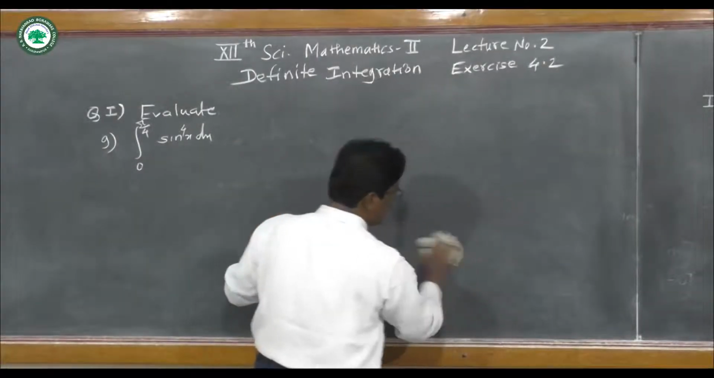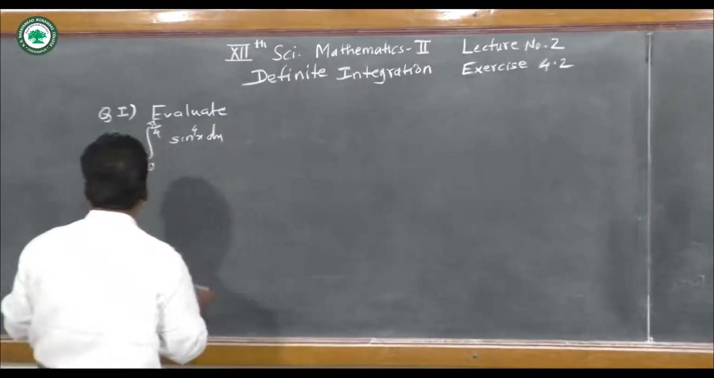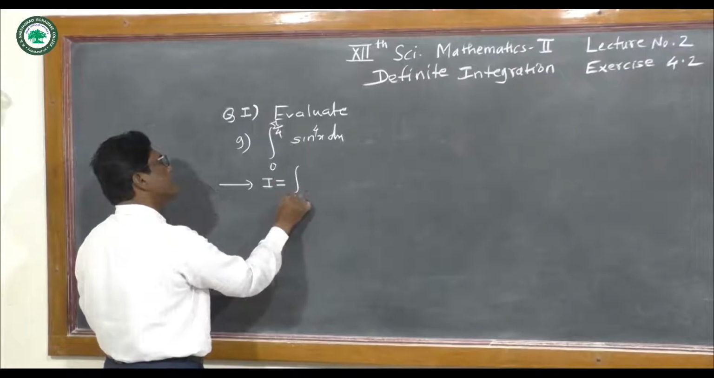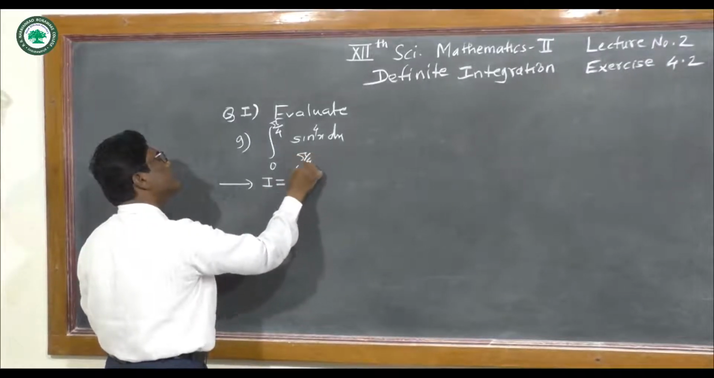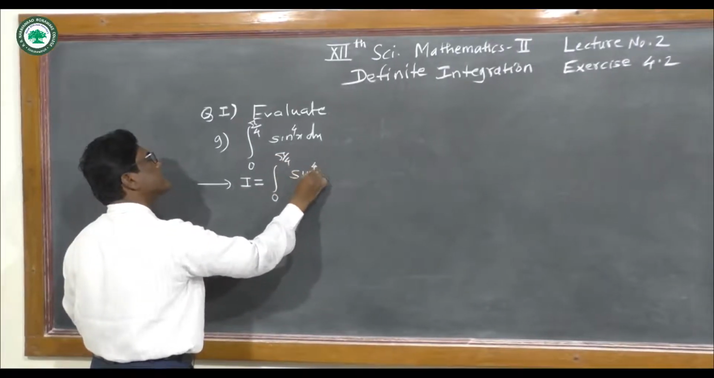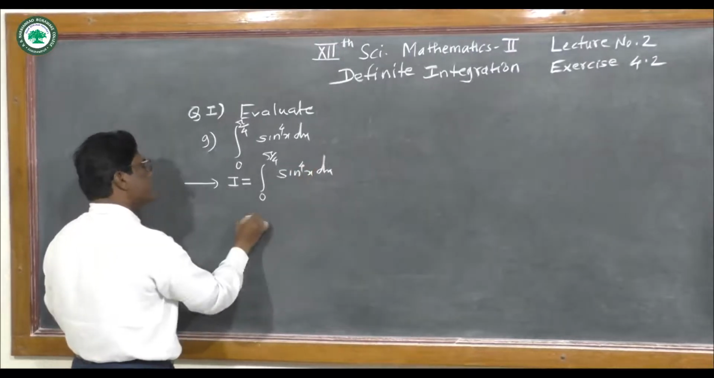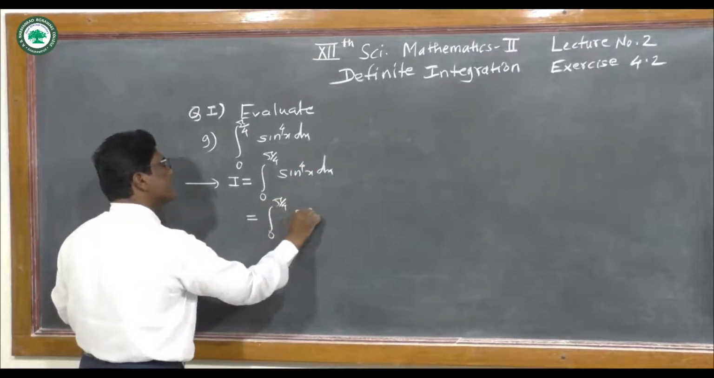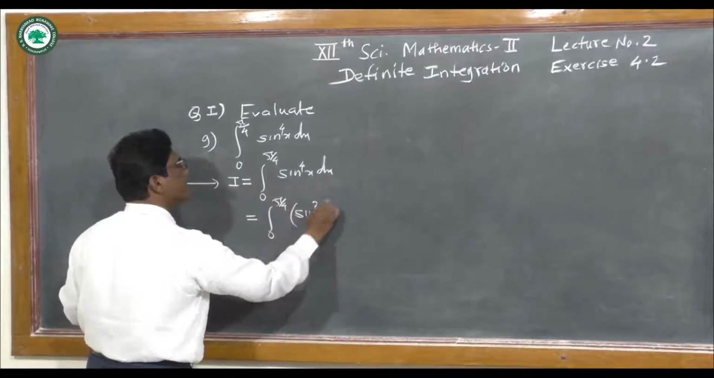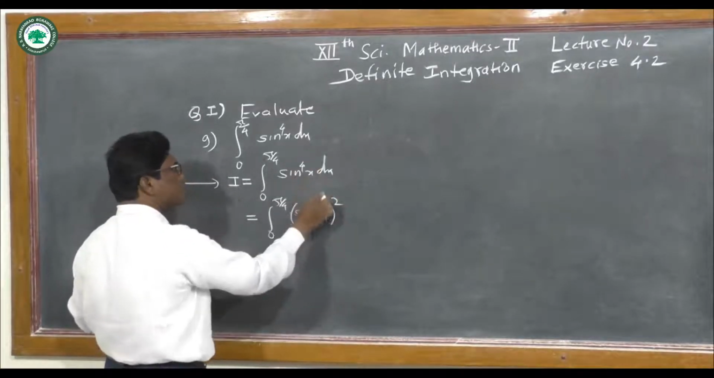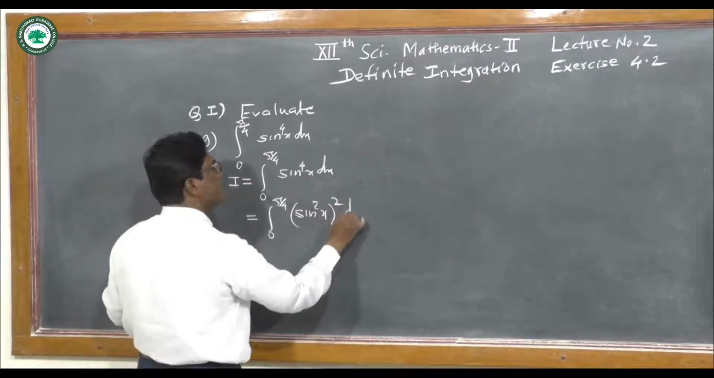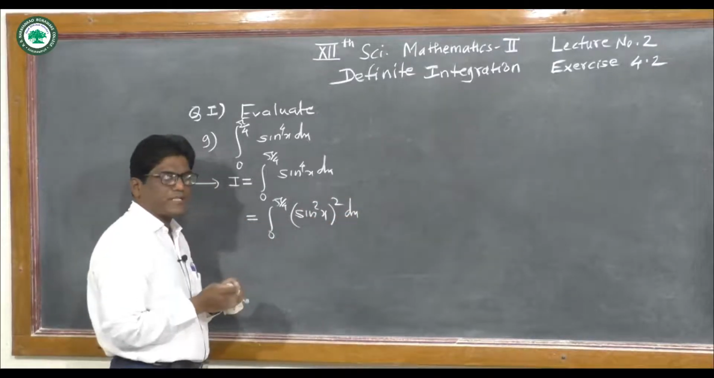Now, let us assume this as I. So, I is equal to integration 0 to pi by 4 sine raised to 4x dx. So it is equal to integration from 0 to pi by 4 sine square x to the square. We write this 4 as 2 to the power 2 using the rule of indices, and dx as it is. And now put the value of sine square x.